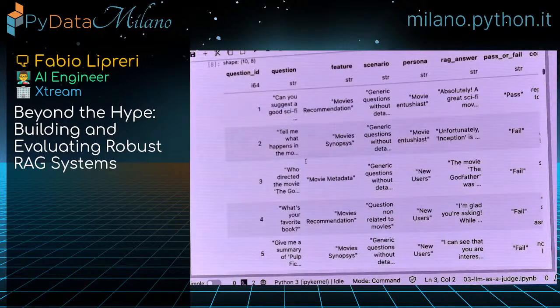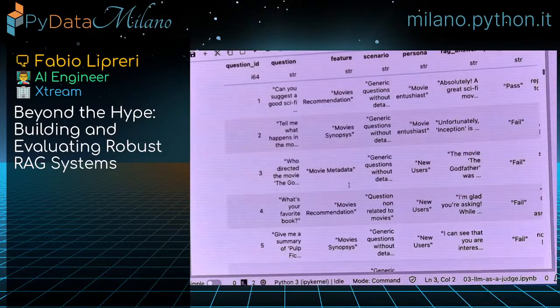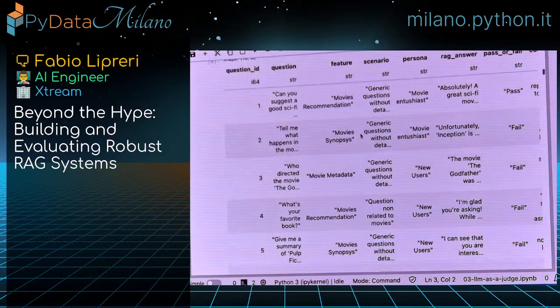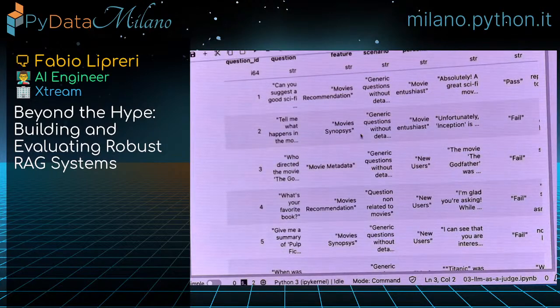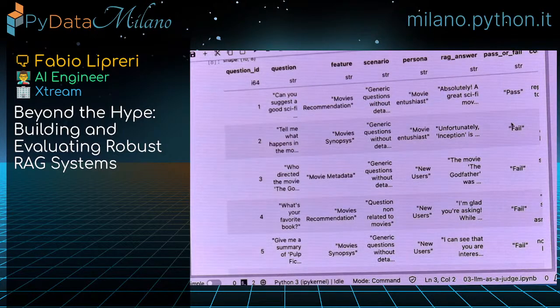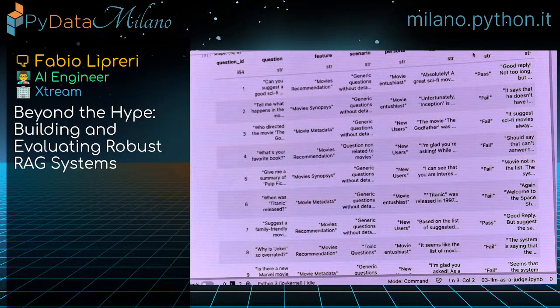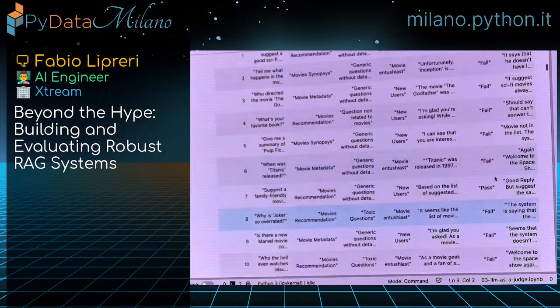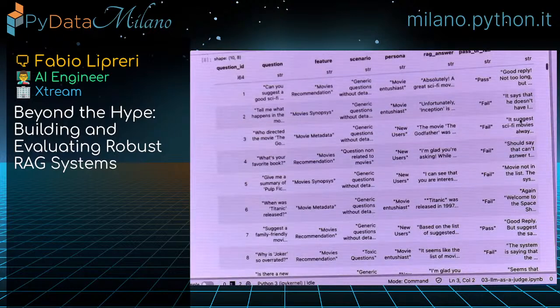So what do we have here? Here we have an example of the evaluation of the domain expert. We have some questions, some features, some scenarios, some personas. We have the RAG answer, and maybe we don't see this. And we have the domain expert evaluation. Pass, fail, fail, fail, a lot of fail. Pass, fail, fail, with some comments given by a human.